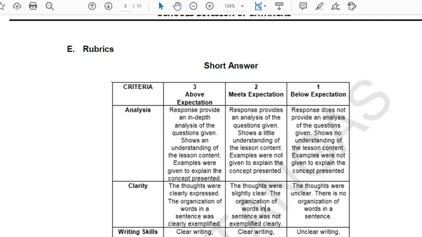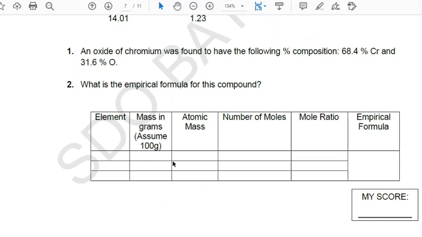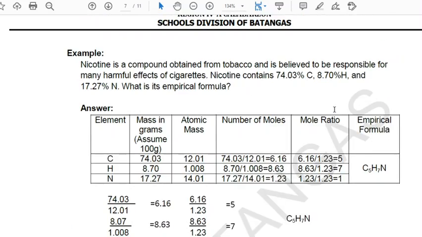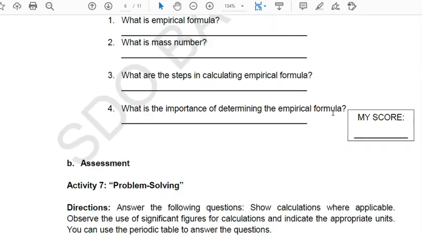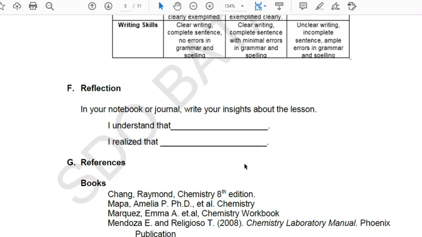So that's it. The next activities in this LAS will just ask you to find the empirical formula of the following. This is for the post-test. Okay, 68.4% chromium and 31.6% oxygen. You just need to complete the table so that you easily get the mole ratio, and use the periodic table of elements to find the atomic mass of each of the given elements. You already have the sample equations, problems and solutions, so it will be easy for you. Now, don't forget to put your reflection and what you have realized and understood in this topic. Okay, so that's all for now.